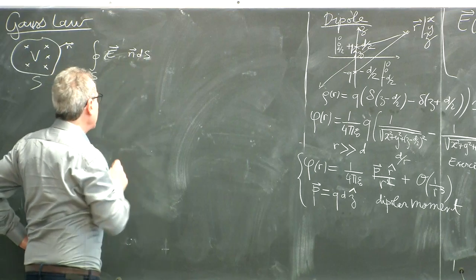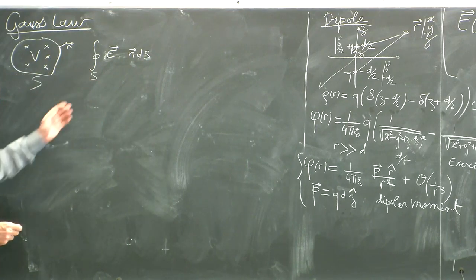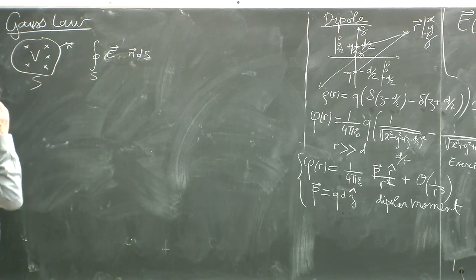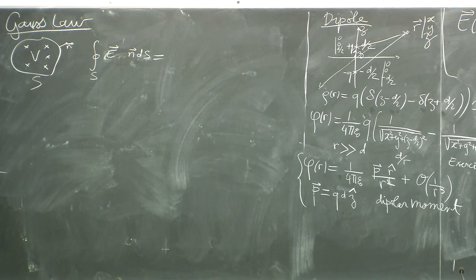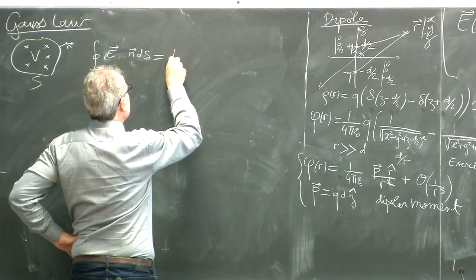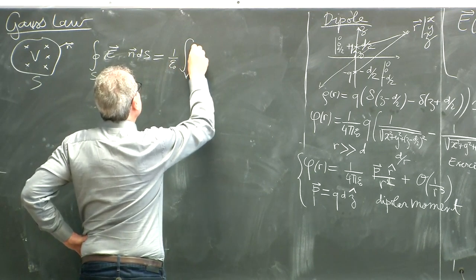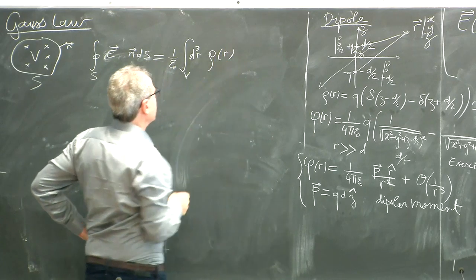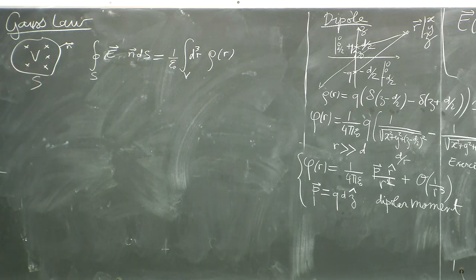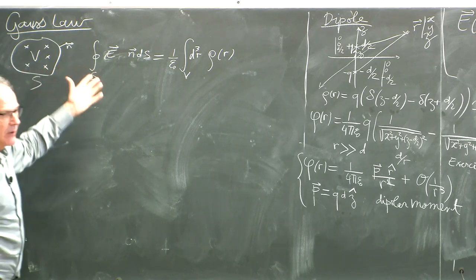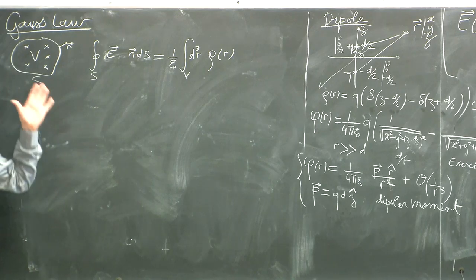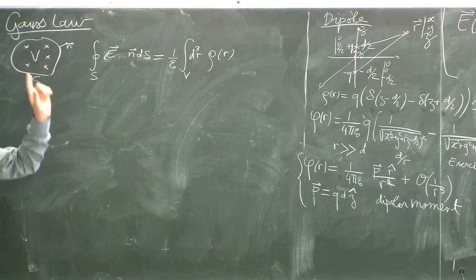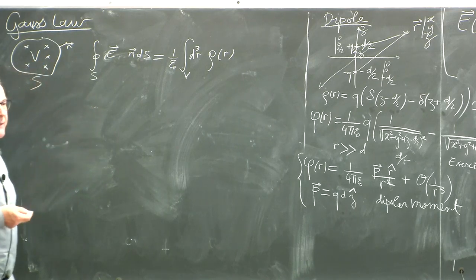So Gauss law states that this integral, called the flux of E through the surface S, is equal to the total charge enclosed by S, divided by epsilon zero. So it's 1 over epsilon zero, integral in the volume V d3r of rho of r, where rho of r is the charge density inside the volume V. This is a very useful theorem because it allows you, for instance, to derive the electric field near a plane or the electric field created by a cylinder, by a line. You use symmetries and things like that.